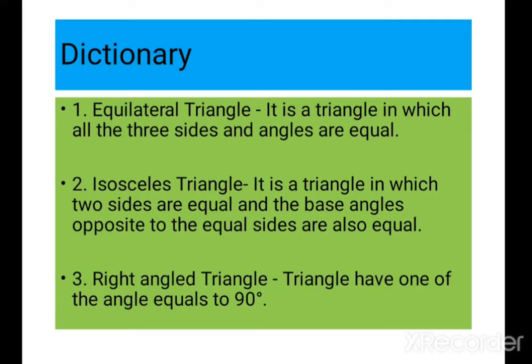Dictionary. Equilateral triangle: it is a triangle in which all the three sides and angles are equal. Isosceles triangle: it is a triangle in which two sides are equal and the base angles opposite to the equal sides are equal also. Right angle triangle: a triangle which has one of its angles equal to 90 degrees.